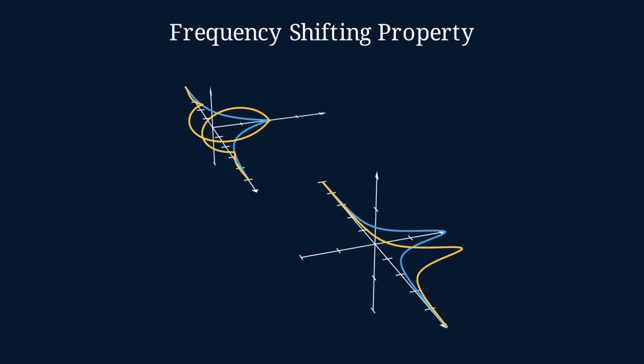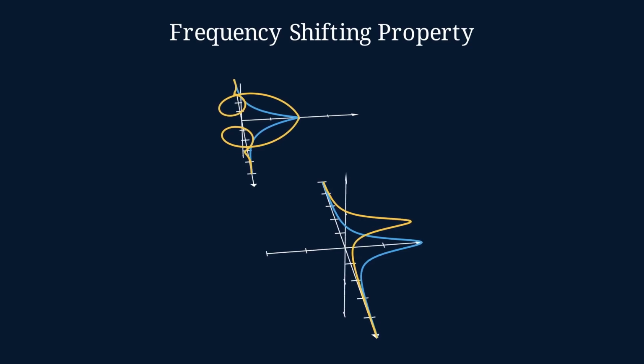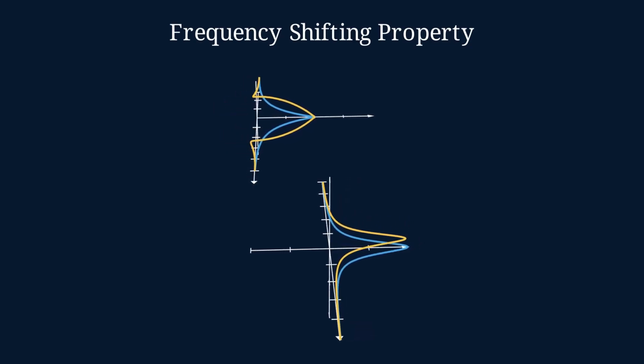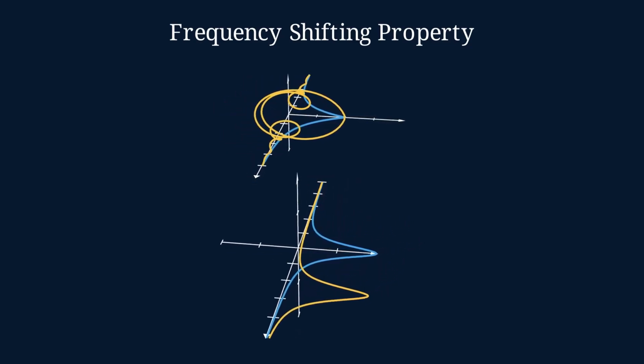Observe that this modulation shifts the spectrum along the frequency axis. The shape of the spectrum does not change. It only translates rigidly in frequency. This demonstrates that multiplication by a complex exponential in time corresponds to frequency shifting.